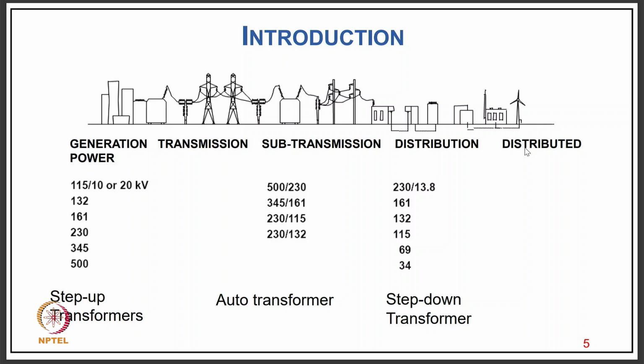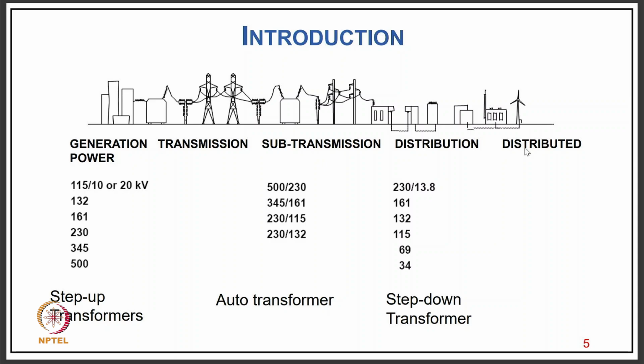starting typically from generation, because the transformer is the backbone of the AC system. And the AC system won over the DC system only because of the transformer, and that transformer allows us to generate at optimum voltage, transmit at optimum voltage, then distribute at optimum voltage and utilize at optimum voltage.